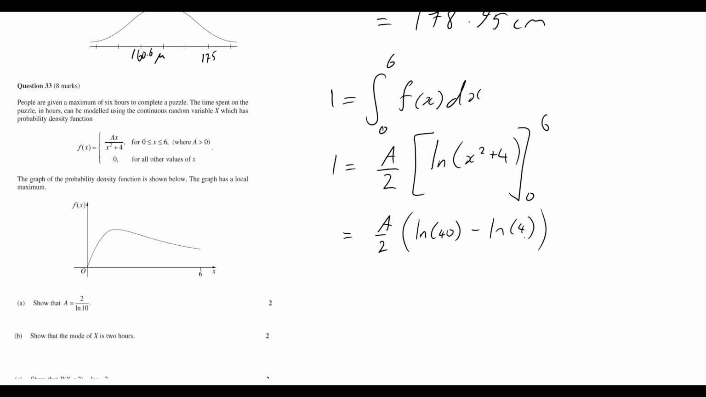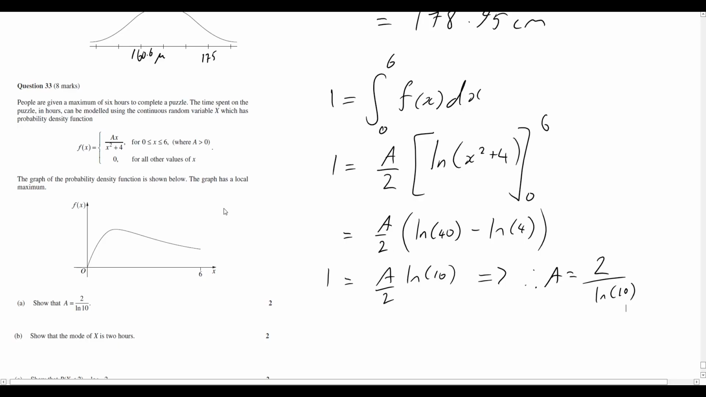Okay, so what do we know according to our log laws? We can then simplify that to just be the natural log of 40 over 4. And so that means that now we can rewrite this as a on 2, natural log of 10. So all we need to do now is solve for a, and we see that, well, therefore, a equals, so multiply both sides by 2 and divide both sides by the natural log of 10. We get that a is going to be equal to 2 over the natural log of 10. And there we go. So that is exactly as required in part A.